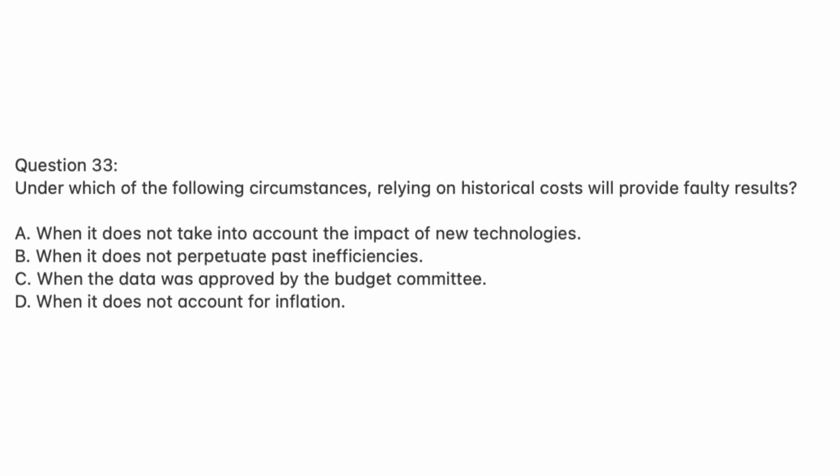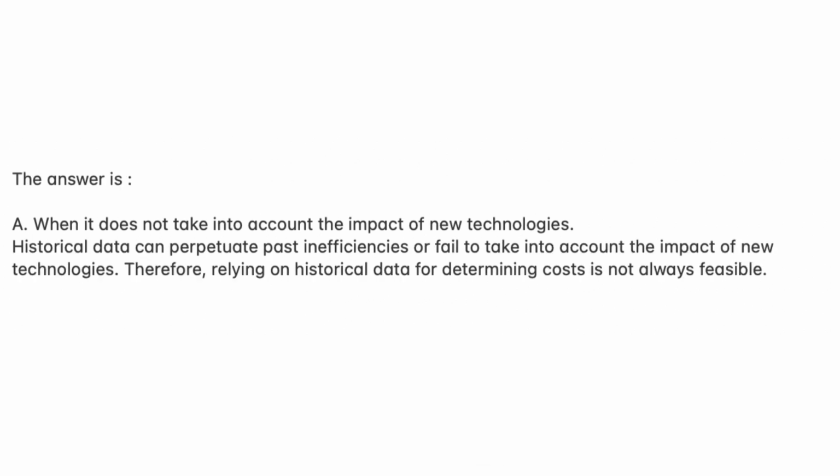Under which of the following circumstances, relying on historical costs will provide faulty results? A. When it does not take into account the impact of new technologies. B. When it does not perpetuate past inefficiencies. C. When the data was approved by the Budget Committee. D. When it does not account for inflation. The answer is A. When it does not take into account the impact of new technologies.